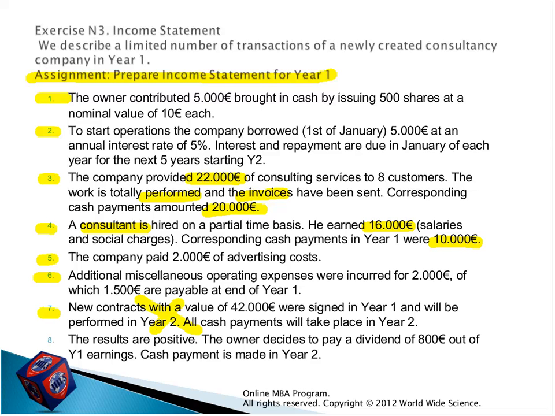And next one, number 8. The results are positive, which means the company, the owner, has got a profit, right? And the owner decides to pay a dividend of 800 euro out of the first year earnings, and the cash payment is made in the second year. So this is very important. We have our profit, which is positive, right? Let me show you the next slide.